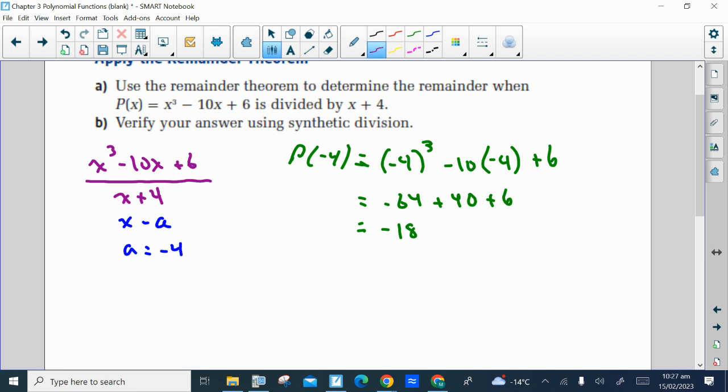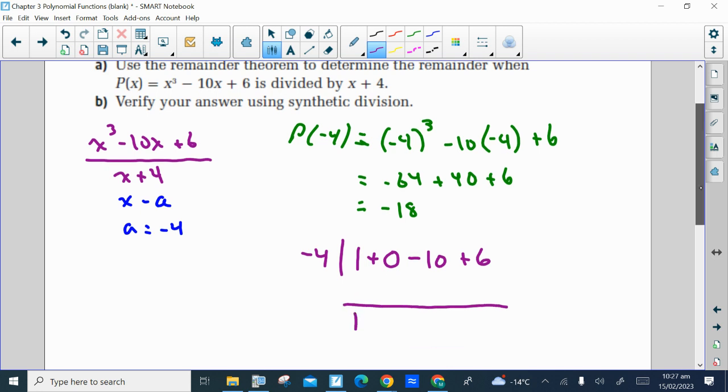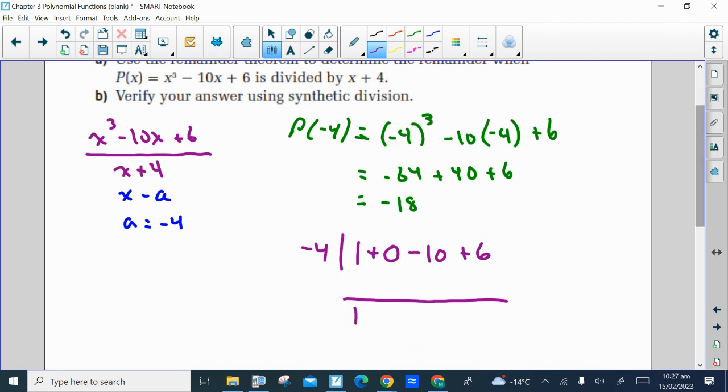So in this case here, we would change the x plus 4 to x minus 4. And also in this case, there is an x squared term missing, so I'm going to include that with a coefficient of 0. I've got 1x cubed plus 0x squared minus 10x plus 6. There is no x squared in that p at x, so we need to include that with a coefficient of 0. And now we multiply and add.